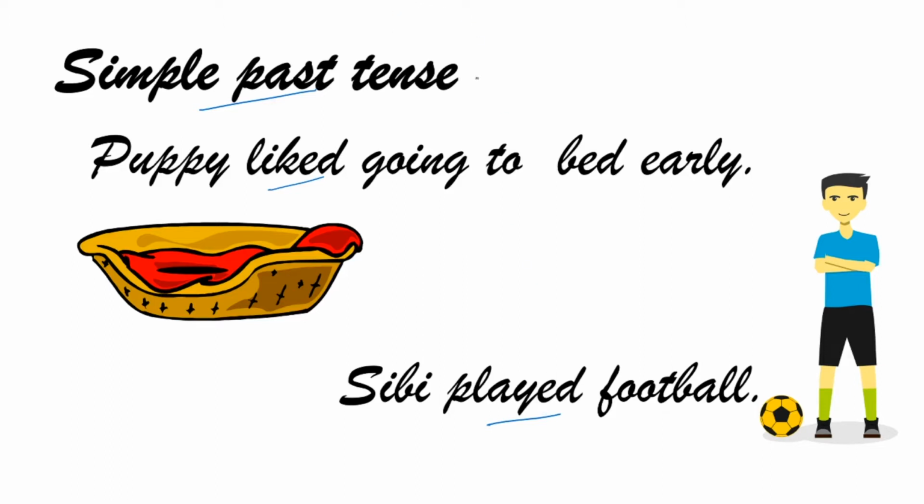The pattern for framing such sentences is subject plus verb in its second form. The second form is nothing but the past tense of the verb. So the past tense of like is liked. Similarly, play is played, eat is ate, run is ran, etc. So we use the verb in its second form along with the subject to frame sentences in simple past tense.